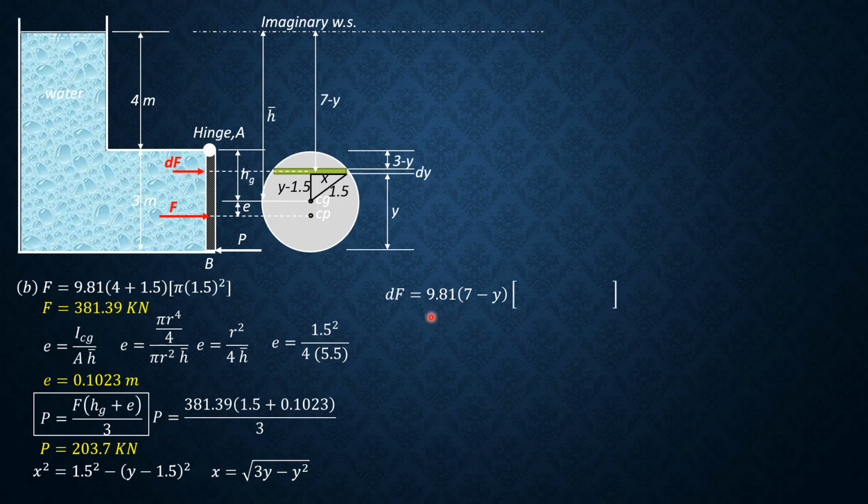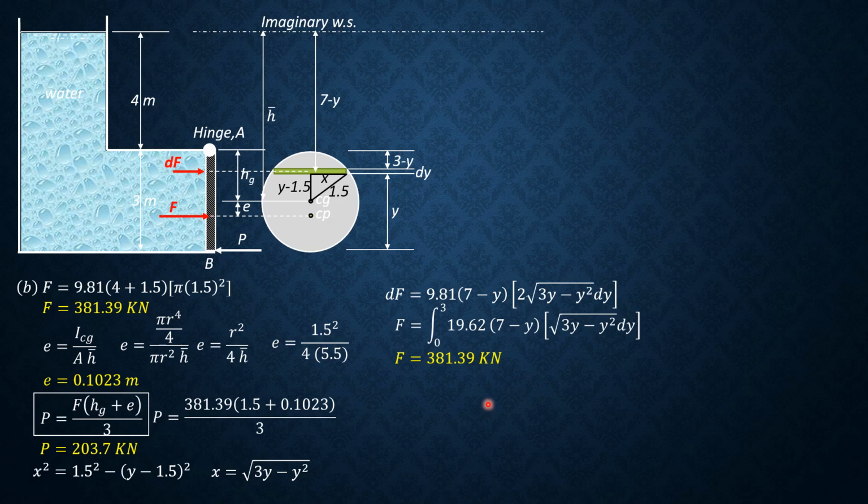Then differential F is gamma 9.81, times the distance to the horizontal strip, 7 minus y. Then the differential area is 2x dy. Then integrating using your high-tech calculator, 19.62 times (7 minus y) times the square root of 3y minus y squared dy from 0 to 3. So this is a bit difficult integration. If you have your high-tech calculator, it will give you the same result, 381.39 kilonewtons.